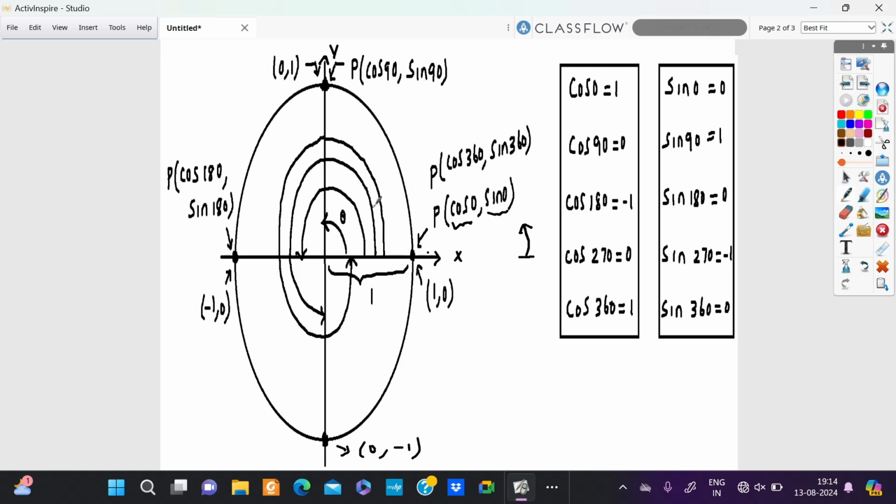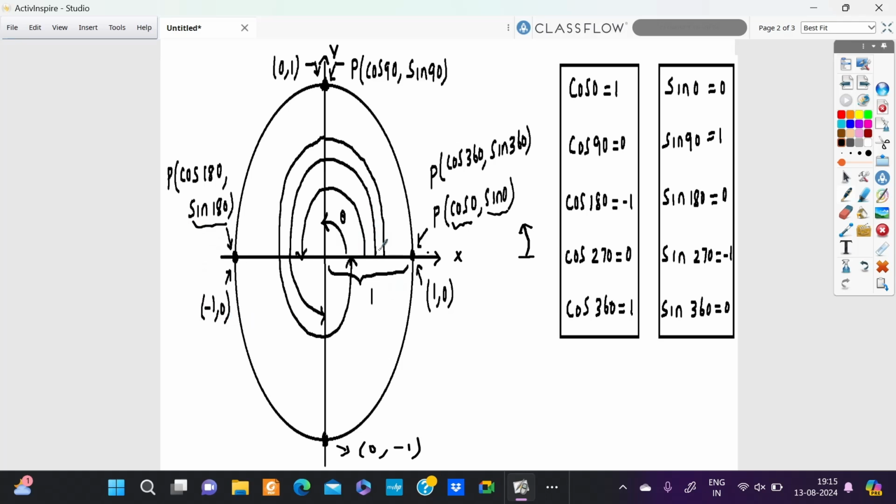Now I draw another angle which goes on until 180 in counterclockwise direction, which exactly meets the negative x-axis, and I name this as P, which is cos 180 comma sine 180, and it is being shared by a coordinate which is negative 1 comma 0. So therefore we have cos 180 is negative 1 and sine 180 is 0.